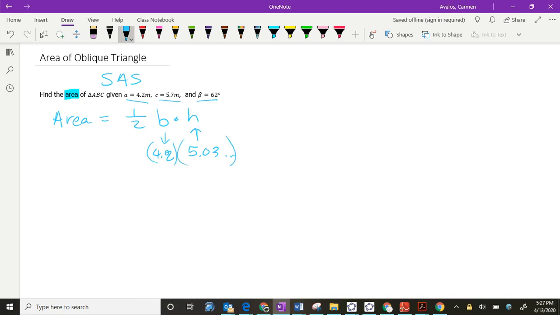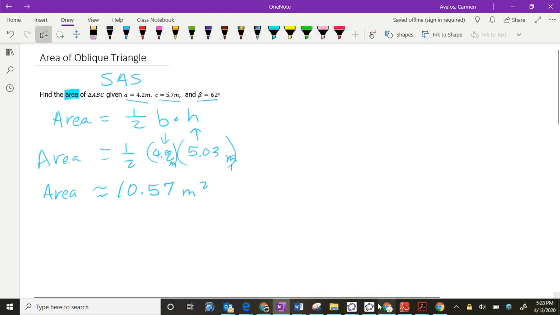So we have this multiplied times that, and we have half of that, and then we find the area. When I calculate these two, and then this one here, I would store it so that it's the whole answer of the height down there, not just the rounded off area that I have there. But when you calculate it, you get that the area is approximately 10.57, and then area is going to be unit squared, so it's going to be meter squared because you have meters here and meters here. Multiply those together, you get meter squared.